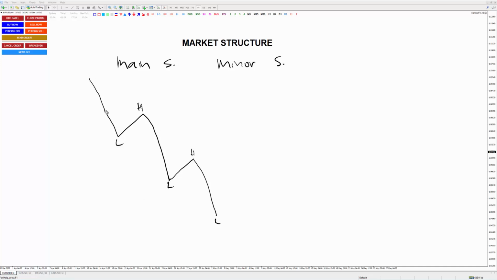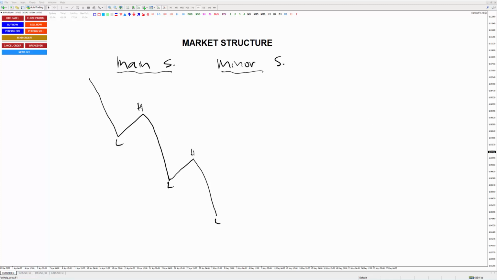Let's consider this my main structure. This is the move of every high and low that I can see in the market. This is high, this is low, high, low. So this is the main. So right now, what is minor?